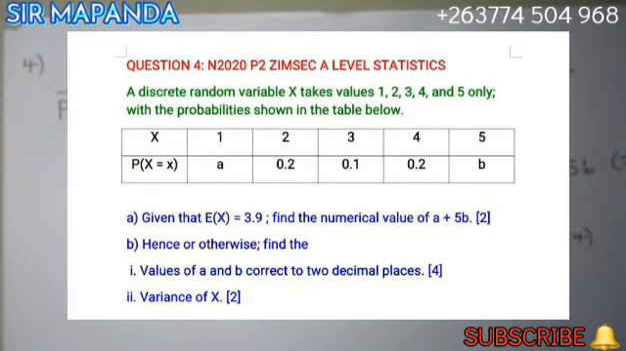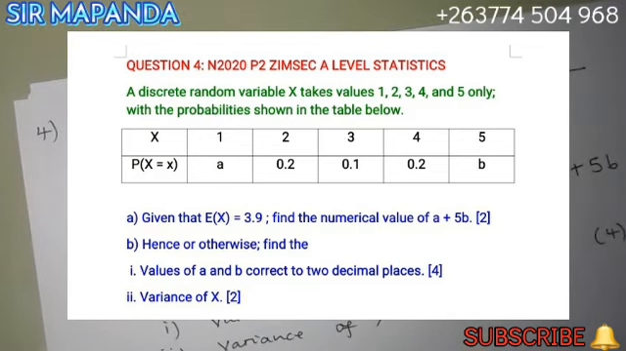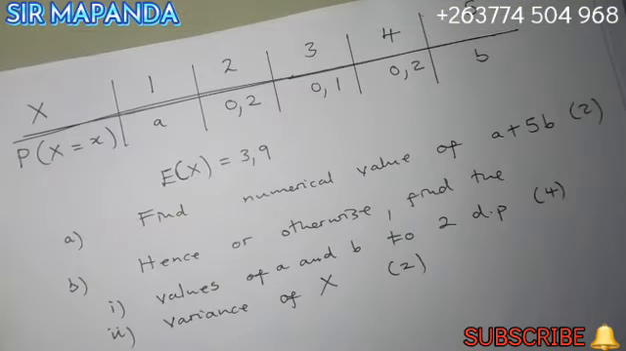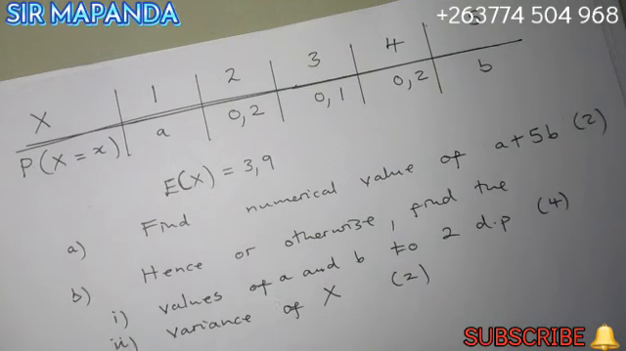Right, a discrete random variable x takes values 1, 2, 3, 4, and 5 only, with the probabilities shown in the table below. So we are given the table. Given that E(X) is equal to 3.9, find the numerical value of a plus 5b. So E(X) simply means the mean, right? So remember, mean is found by multiplying x with the corresponding probabilities, then you add.